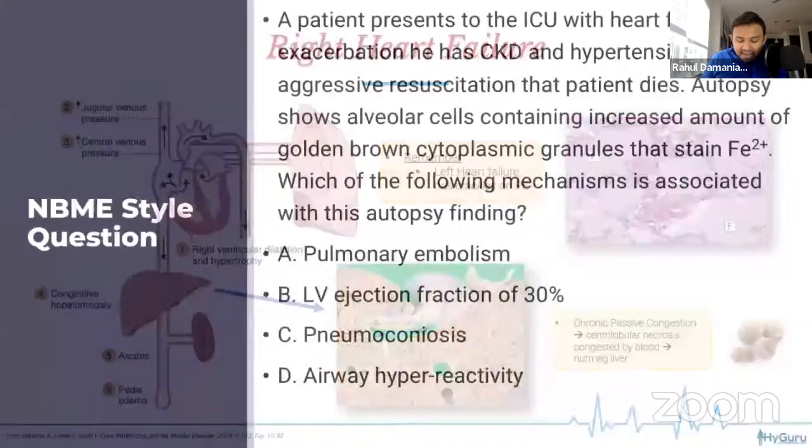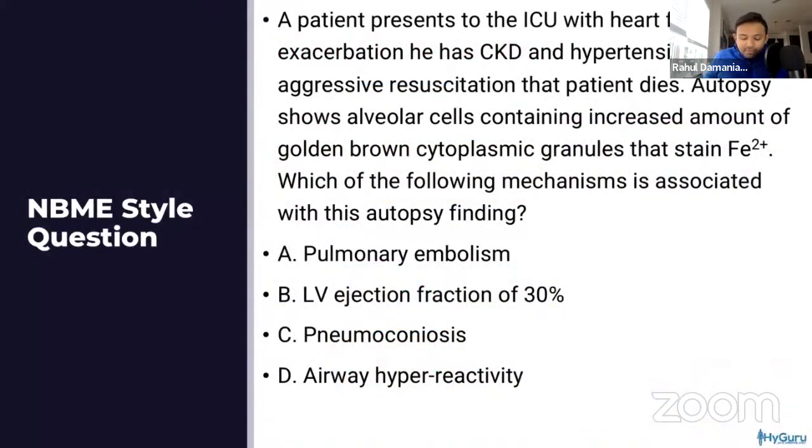So let's go ahead and go through this question. A patient presents to the ICU with heart failure exacerbation. He has chronic kidney disease and hypertension. Despite aggressive resuscitation, the patient unfortunately passes away. Autopsy shows alveolar cells containing increased amount of golden brown cytoplasmic granules that stain iron positive.